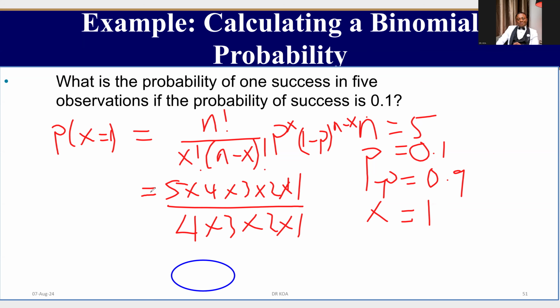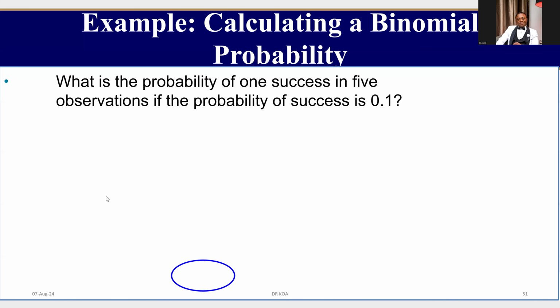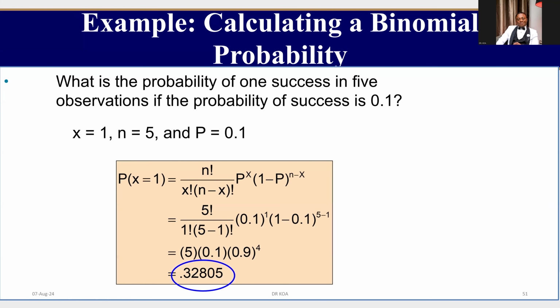And then the rest is 0.1 raised to the power 1, and then 0.9 raised to the power 4. You substitute all of that. Because these ones will cancel this, you are left with 5. I want to multiply the 5 by the probabilities and the exponents. That will give you a very beautiful answer that my good friend mentioned. This is how you find it.